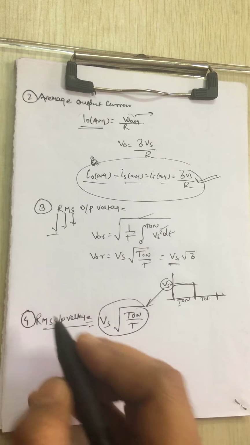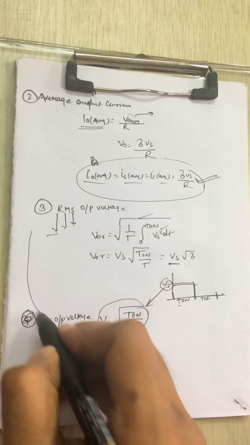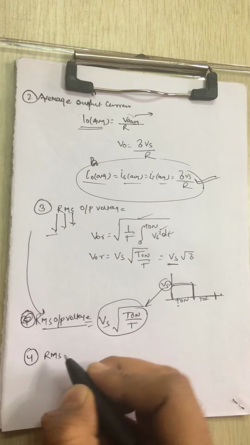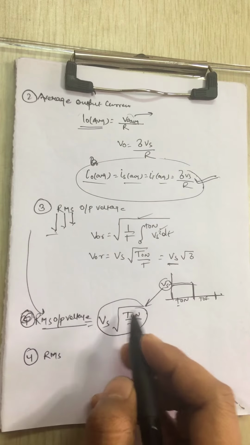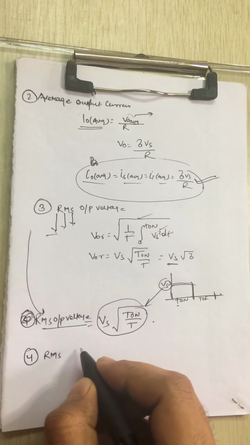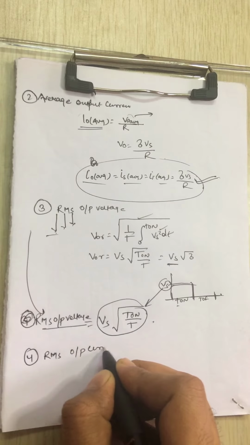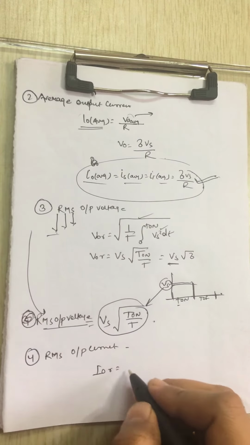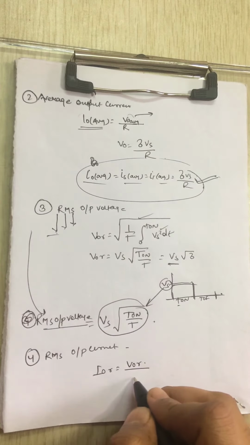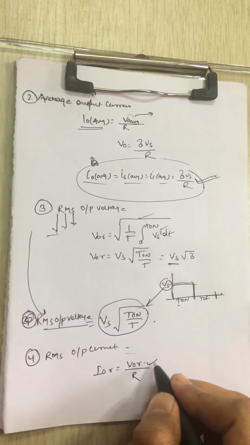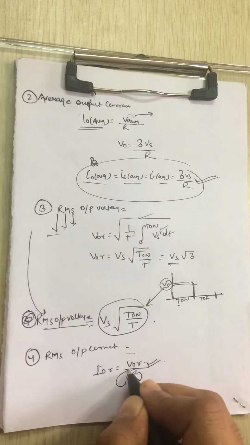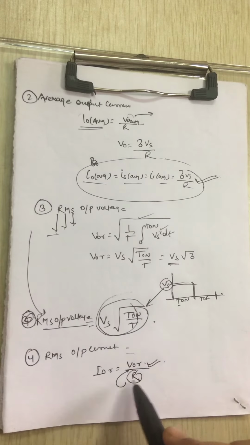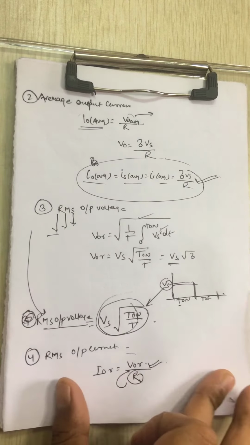Now let's move on to the fourth one, that is the RMS output current. Simply divide the RMS output voltage by the resistance. RMS output current is VOR divided by R. Whatever value you got in the above expression, you just divide by R, and you will get the RMS output current.